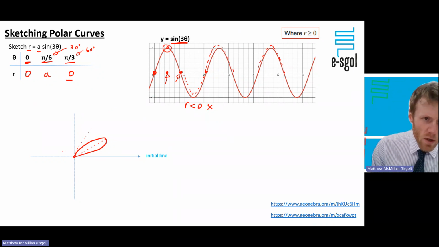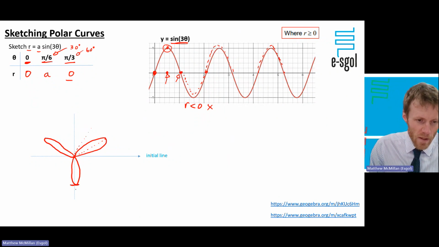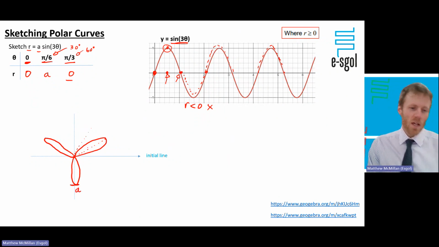Now, I'll try and draw the other ones. So we're going to get another petal over here. It's very hard to draw using my tablet. And we're going to get another petal down here. That point there is A. This is not particularly well drawn. You'll probably be able to draw it better on a piece of paper. But this is the situation that we have with this curve.